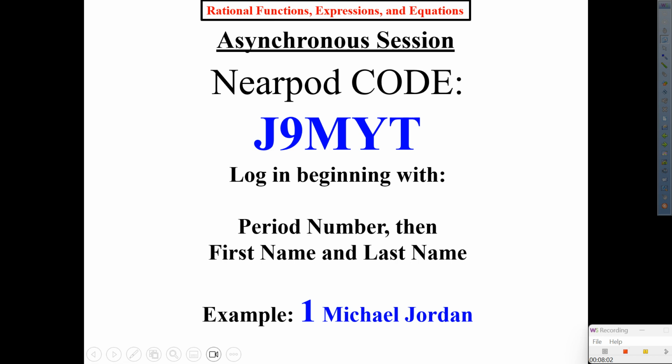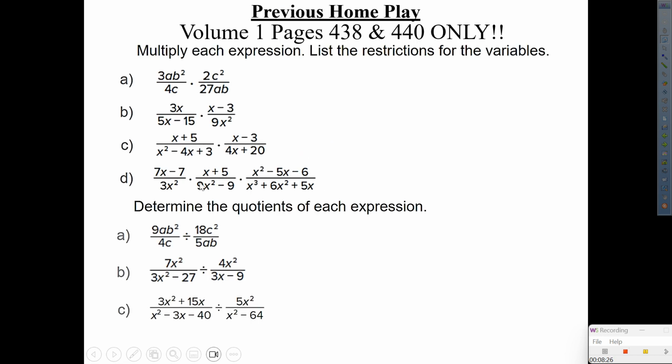Now, last night's home plate was from your textbook, yes? Pages 438 and 440. Go and turn that in on Canvas. And I am going to take a question from the home plate. There were only 7 problems. I'll wait for you to turn it in, and then I'll take a question, and then we'll move on to the last portion of this session.